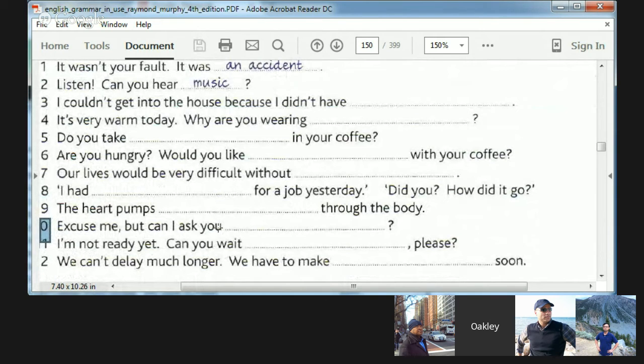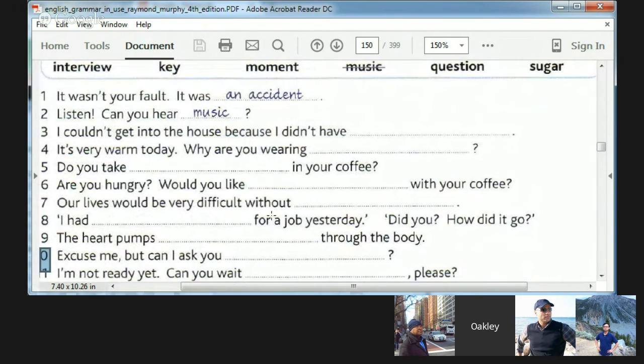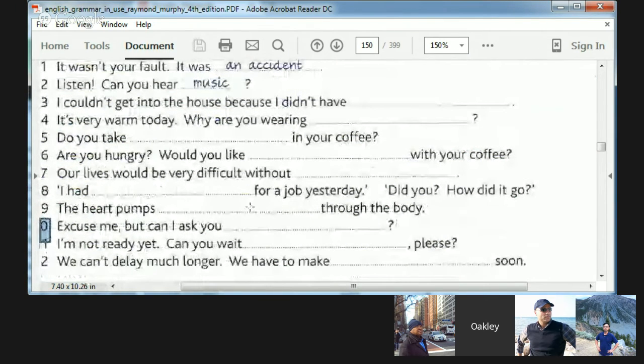Philip, number 10. Excuse me, but can I ask you a question? Very good. Questions, of course, are countable. Absolutely. JK, number 11. I'm not ready yet. Can you wait a moment, please? Okay, moments are countable. Count the moments. There's actually an expression. Count the moments.